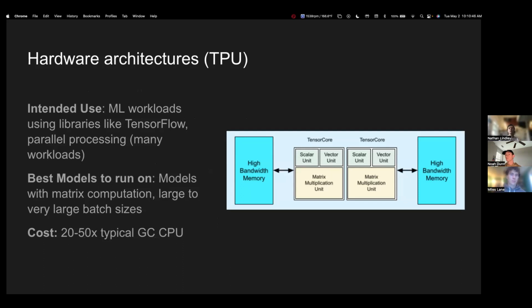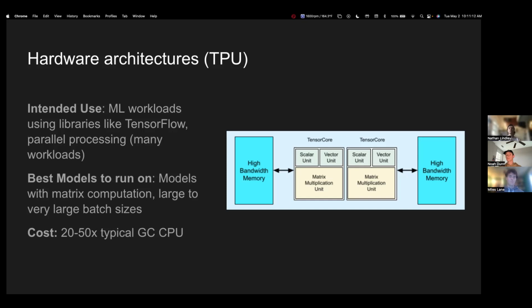Now I'll be going over some of the differences between the hardware architectures. We're going to start off with looking at the different architectures, mainly the TPU right in front of us. TPUs are really optimized for ML workloads. One library that can be used to help optimize them is TensorFlow, which we ended up using in our project.